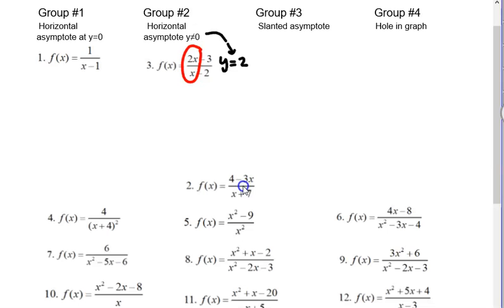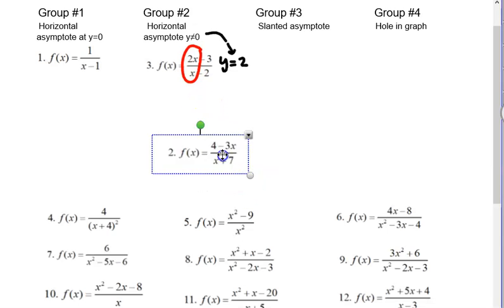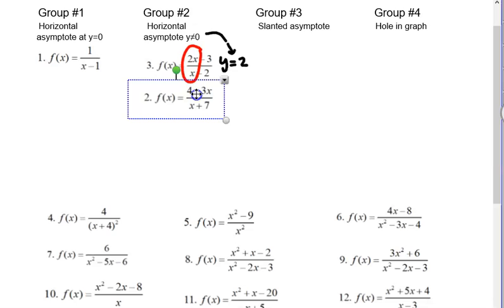Now I want to go back and look at number 2. Number 2 also goes in this second category, group 2, and it's because notice this is an x divided by x, and this is also an x divided by x. If I rewrote this as negative 3x plus 4 over x plus 7, you could see the same thing happening here. As x gets really, really big, the 4 and the 7 aren't going to matter much. Y is just going to get really close to negative 3. So y equals negative 3 would be the asymptote here.